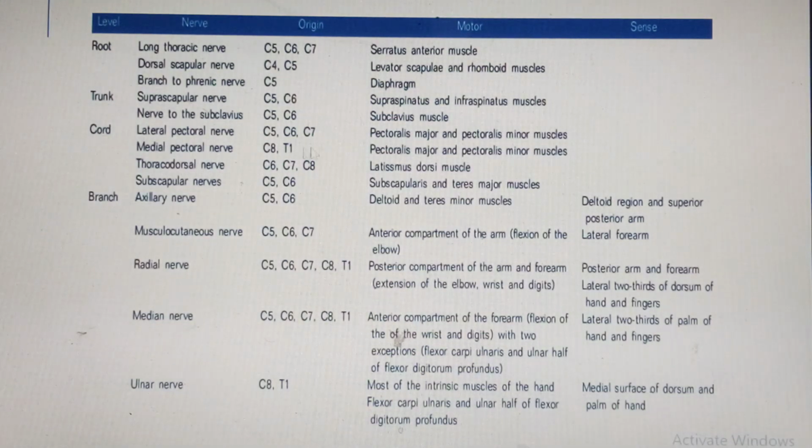Then for the medial pectoral nerve, no problem, it supplies both pectoralis major and minor muscles. Then the thoracodorsal nerve, or nerve to latissimus dorsi, you know what it is going to supply: the latissimus dorsi muscle. And then for the subscapularis muscle, we have the upper and lower subscapular nerves. The upper supplies exclusively the subscapularis muscle, but the lower, apart from supplying subscapularis, also supplies the teres major muscle. We will be seeing all these in our subsequent questions.